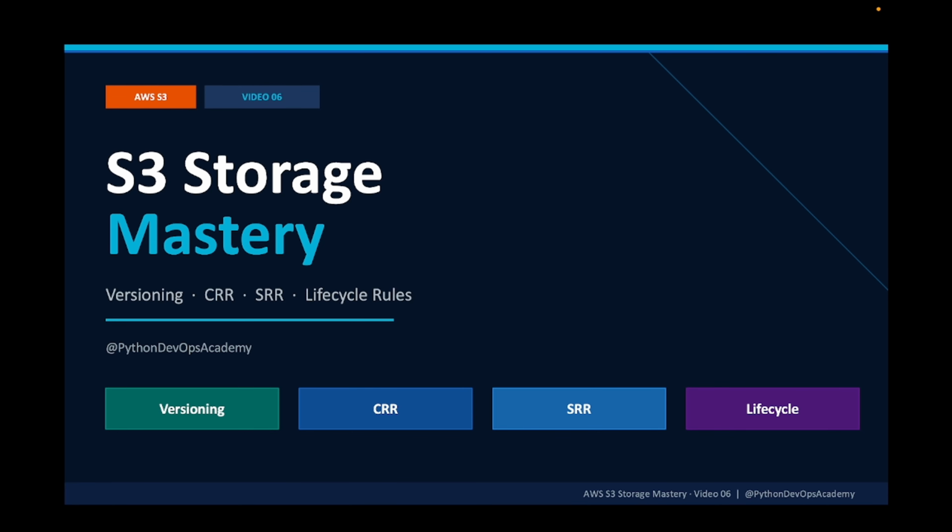In today's video, we are going to master one of the most important topics in Amazon S3. First is versioning, next one is CRR and SRR. Both are replication techniques. And then we have lifecycle rules. If you don't understand these, you can lose data, increase cost, or even break compliance. So let's fix it today.